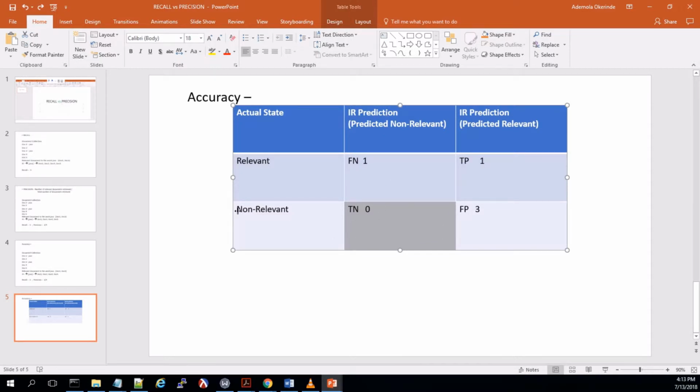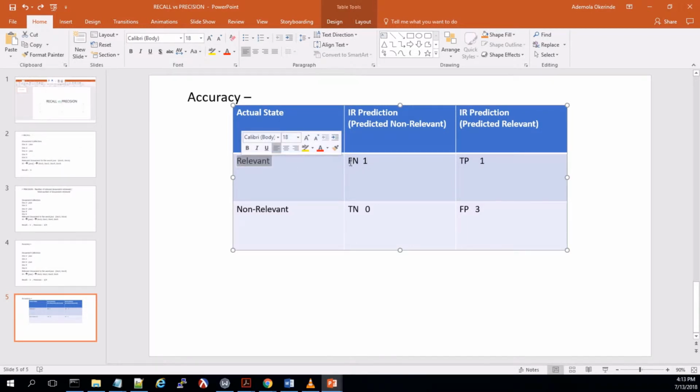In this cell the IR system is saying it is non-relevant, and the actual human judgment is also saying it is non-relevant. Here the IR system is saying it is relevant, and the human annotation is also saying it is relevant. While here the IR system is saying it is relevant, however the human annotation is saying it is non-relevant. Going back to the first cell, the IR system says it is non-relevant, but we are saying that it is relevant.